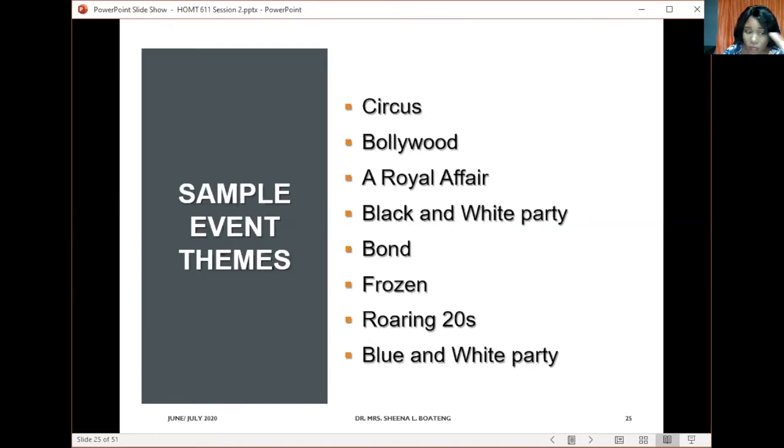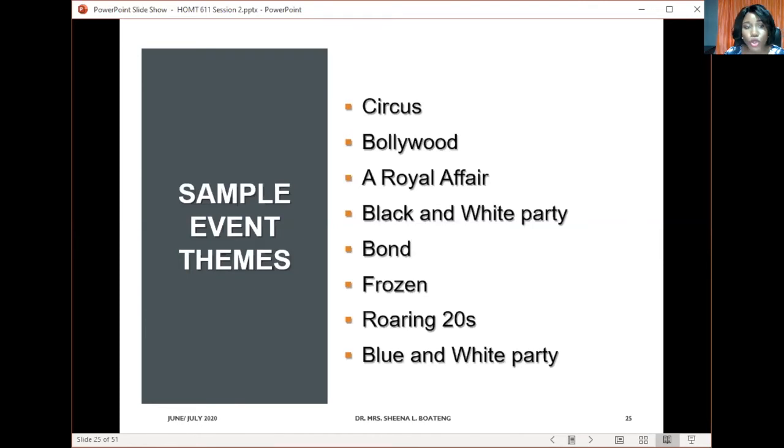The Roaring Twenties is another popular theme in the United States and in the UK, because the 20s was an era where a lot of people were having fun. Then we also have the blue and white parties, which we know in Ghana here is the December to Remember party. So these are examples of event themes that are organized around us most of the time.